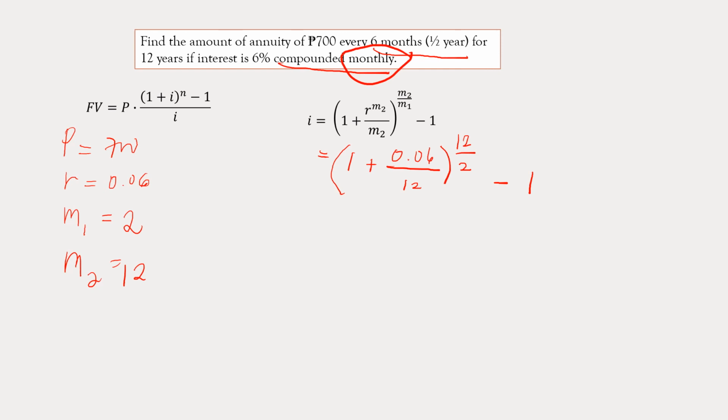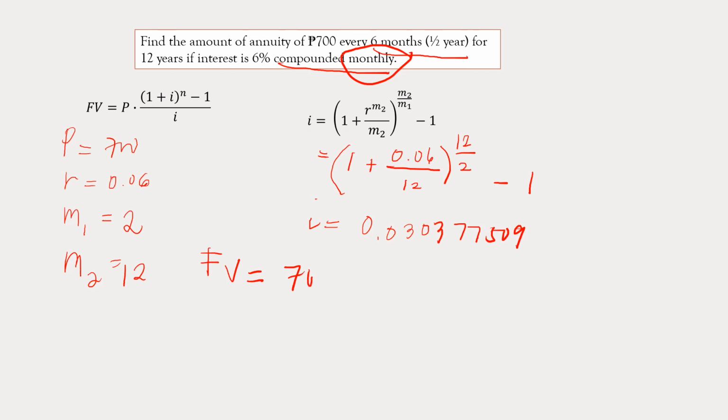So magiging 1 plus 0.06 divided by 12 raised to 12 over 2 minus 1. Ang unang ginagawa dyan ay yung nasa loob. So 0.06 divided by 12 plus 1. So 1.005. I-raise natin sa 12 divided by 2, 6. So raised to 6. So 1.030377509 yung nakuha natin. Minus 1. So ito yung nakuha natin kanina, kung natatandaan nyo, is 0.030377509.